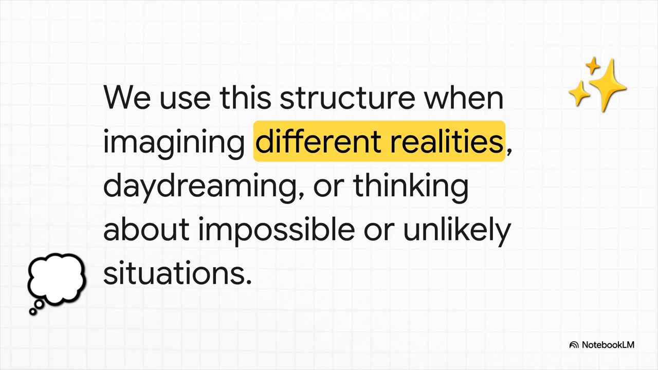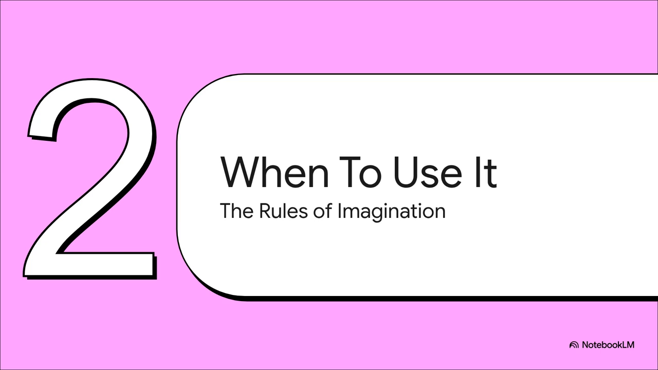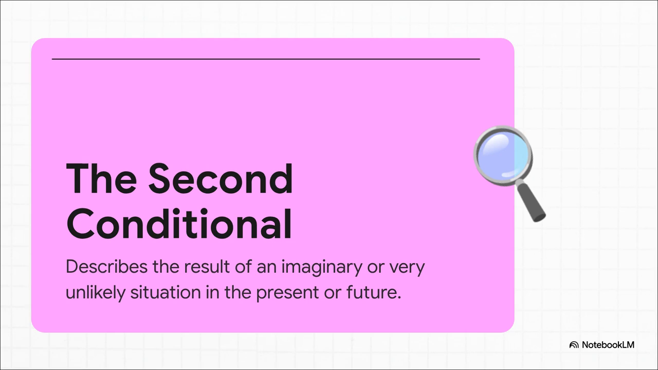Think of it like a key that unlocks hypothetical situations, things that are totally impossible or just very, very unlikely to happen. All right, so when do you actually pull this out and use it? Let's get into the specifics. We're going to look at the basic rules of imagination, so to speak, and see where this grammar fits in perfectly.